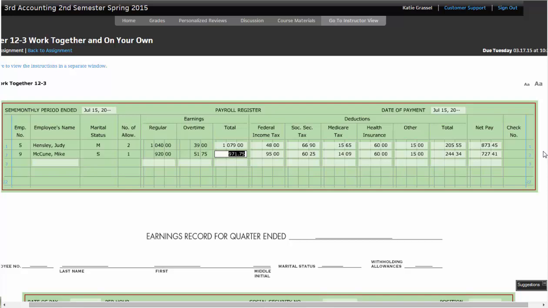So when we take a look at your payroll register, again, we have 3 sections. Right here, at the bottom of each payroll register, at the end of the pay period, we have to go through and we have to come up with our totals.